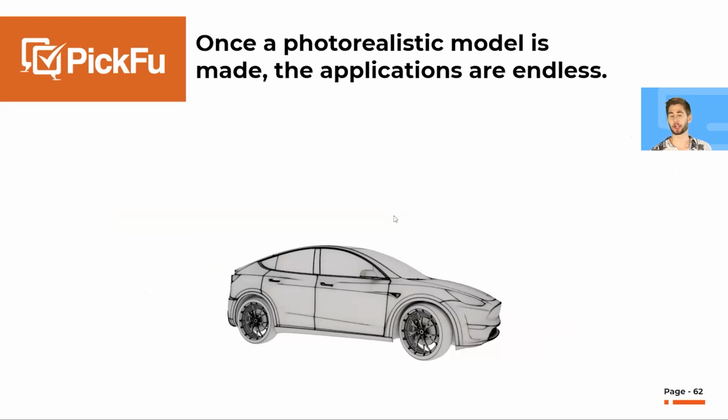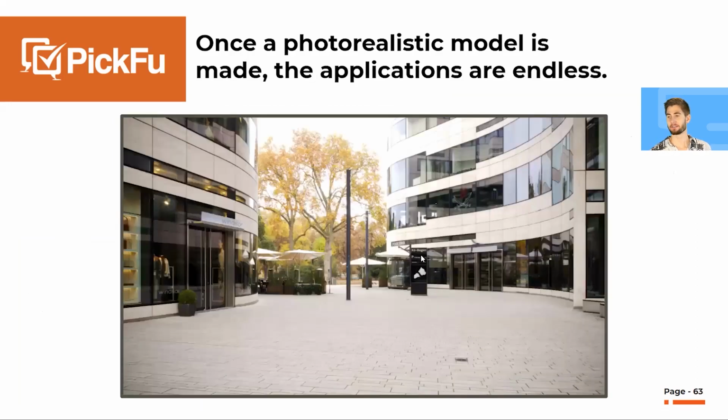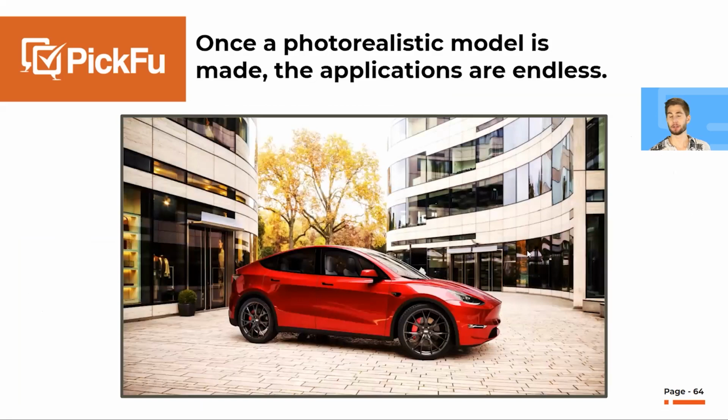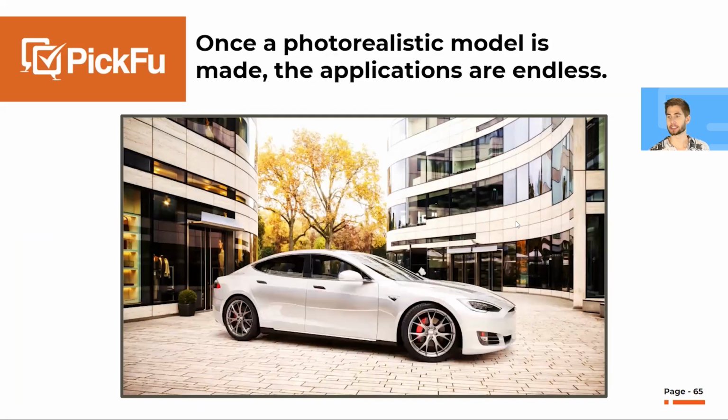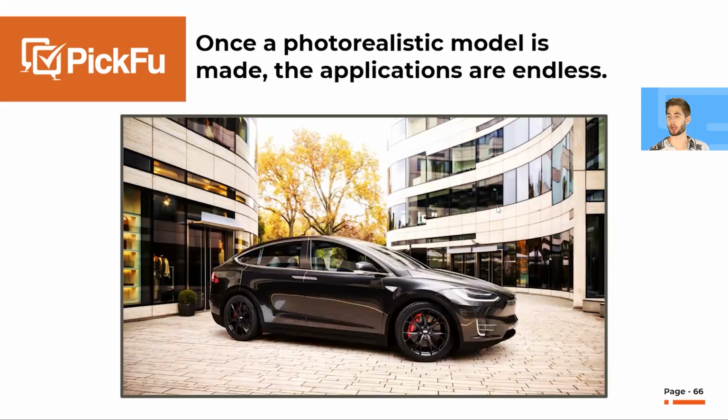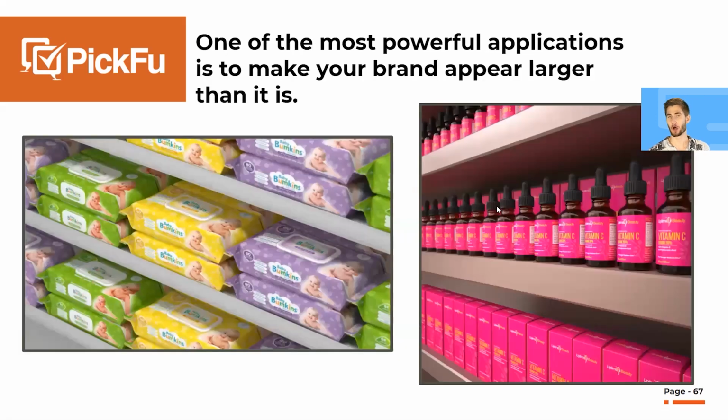So in this example here, I have a Tesla, right? And then I've got this background. And then what I can do is drop this into any environment and it's going to look really clean. I can even change the color of the car. I can change the size of the car. I can change all of these things.